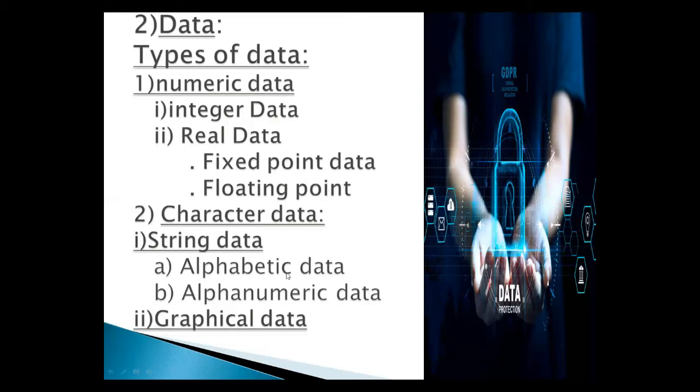First is alphabetic data. The data which is composed of English alphabets is called alphabetic data. Names of people, names of places, names of items are considered alphabetic data. Now, second is alphanumeric data. The data that consists of alphabetic as well as numerical and some special characters is called alphanumeric data. Address, price code, etc. are alphanumeric data.